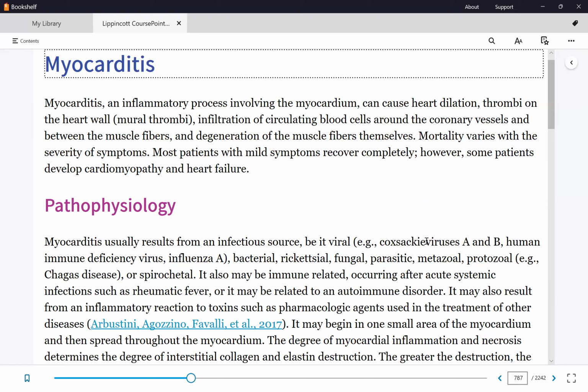All right, next problem is myocarditis. So endocarditis was the innermost lining of the heart, right? Now this is the muscle itself. So same reason, same risk factors. It can be caused by bacterial, fungal, or viral infection.